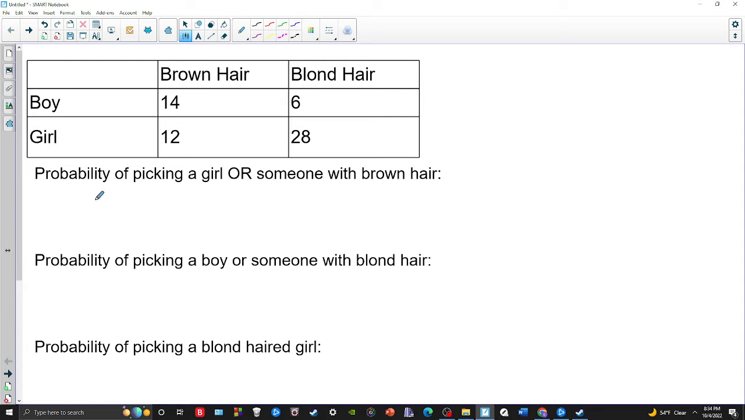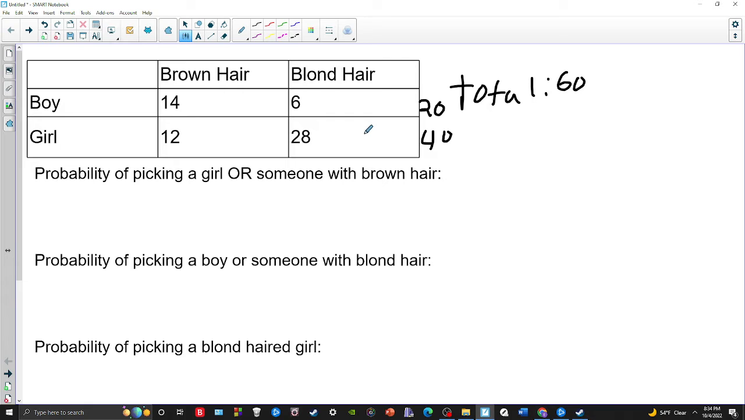So we want the probability of picking a girl or someone with brown hair. The first thing you do, before you even look at your questions, is get a grand total. So we figure out how many people total we are dealing with, which is just the sum of all the numbers. I'm going to add up all these numbers here. So 14 plus 6 is 20. 12 plus 28 is 40. So in total, I have 60 people in this sample.